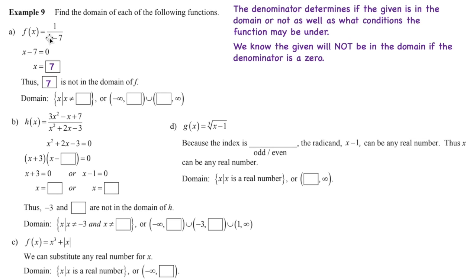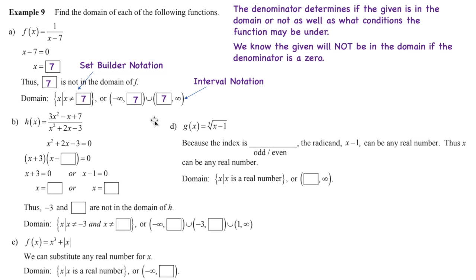There are one of two ways with which we can write this. This first part here says x such that x cannot be 7, or we can write it from negative infinity to 7, union, meaning we're going to skip 7 and we're going to continue from 7 to infinity. This is what we call set builder notation on the left, and on the right is what we call interval notation. You could write it any way that you see fit.